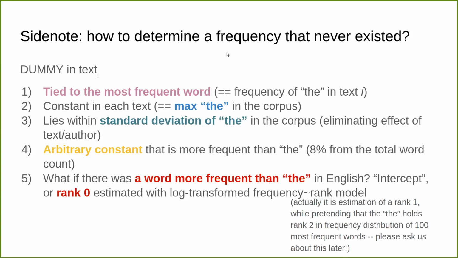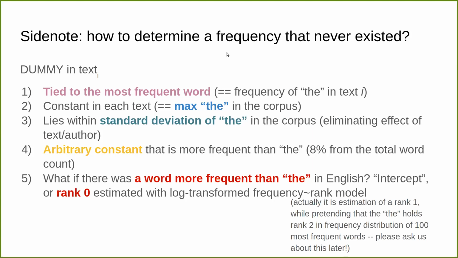We can just model the normal distribution based on the standard deviation and pick this frequency randomly. So we efficiently untie this frequency from the given author or text. We can also specify an arbitrary constant that would be a higher frequency than "the." Let's say it could be 8% of each text would be the dummy word.